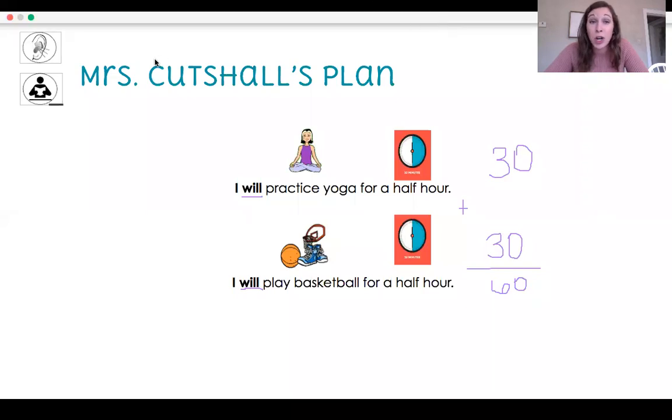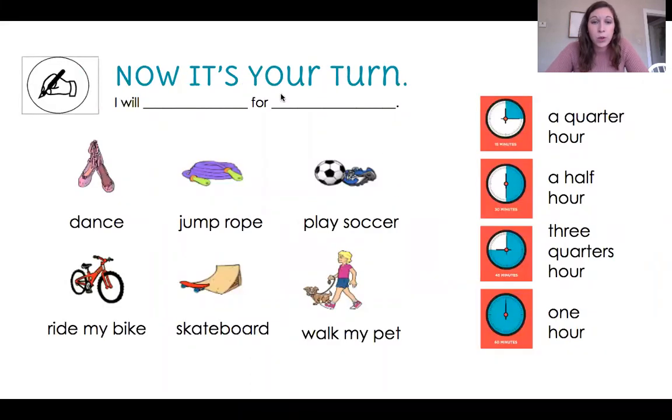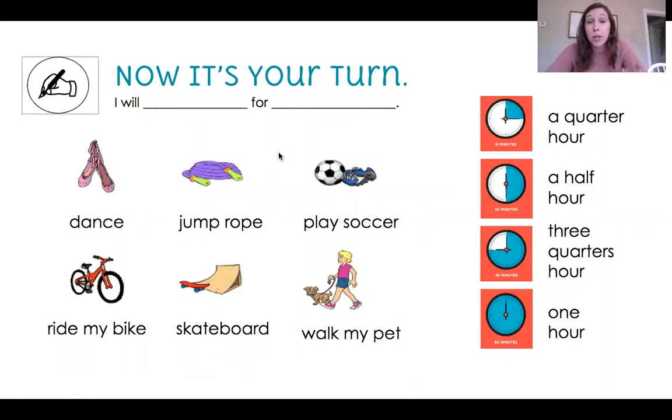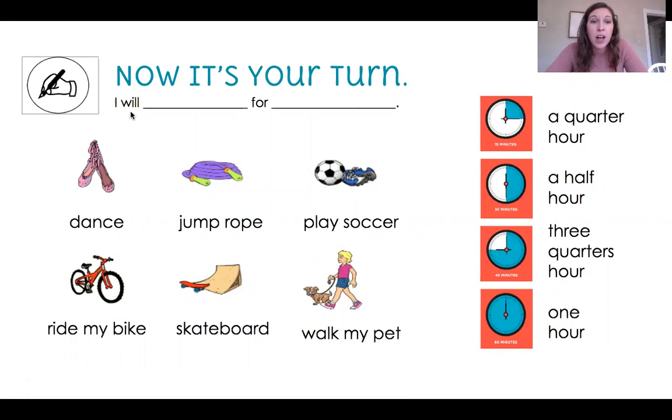Okay, now it's your turn. I'm going to have you make your own activity plan. So you can choose from the activities that you see on the screen here, or maybe you'd like to do another activity. You can use the sentence frame to write your sentence. And then you will choose how long you will do the activity. For example, I will dance for a half hour.